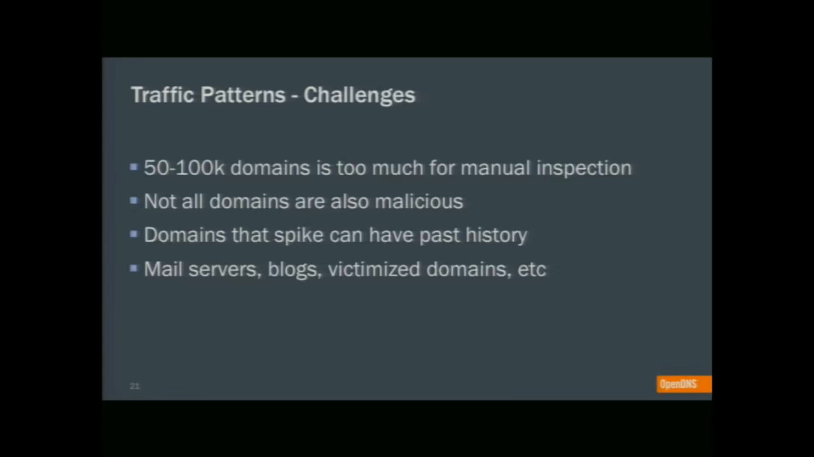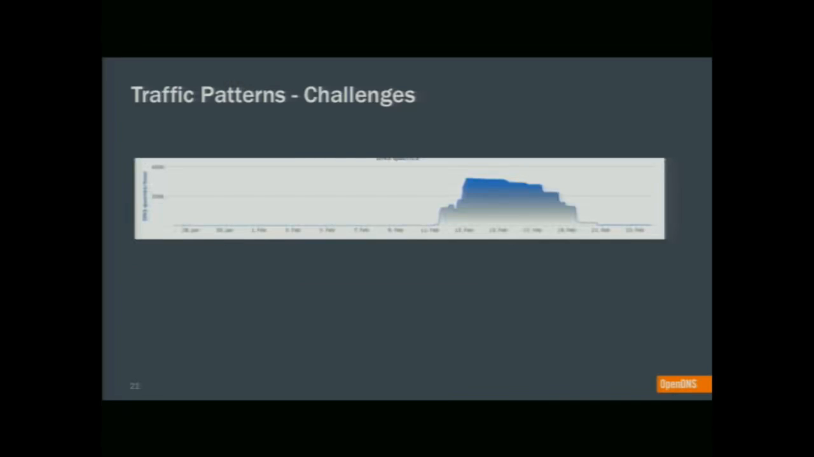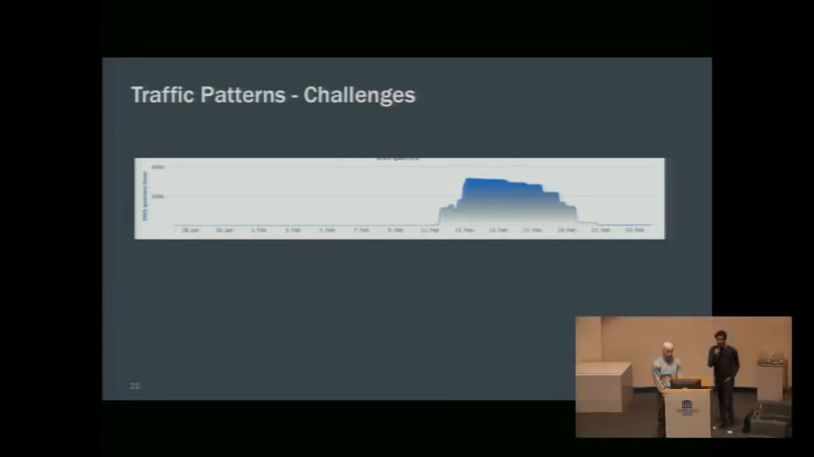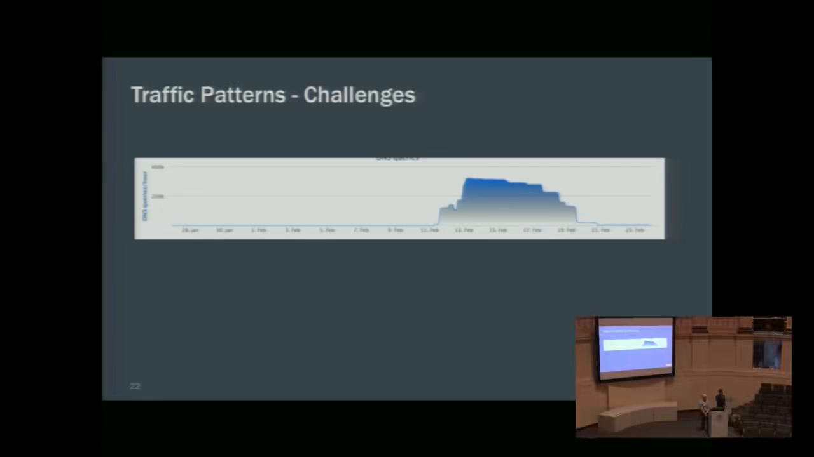Because the majority of the 50 to 100K domains are not malicious, we need to add some more features. In fact, when we started to look through the domains, we noticed that many domains belong to mail servers or random blogs, and also included what we call victimized domains. This is an example of a victimized domain that participated in a DNS amplification attack. Essentially, people spoofed a series of DNS ANY requests to this domain, and this domain then responded with a much larger packet response, and the spoofed victims received these very large DNS packets that overloaded their network capacity.